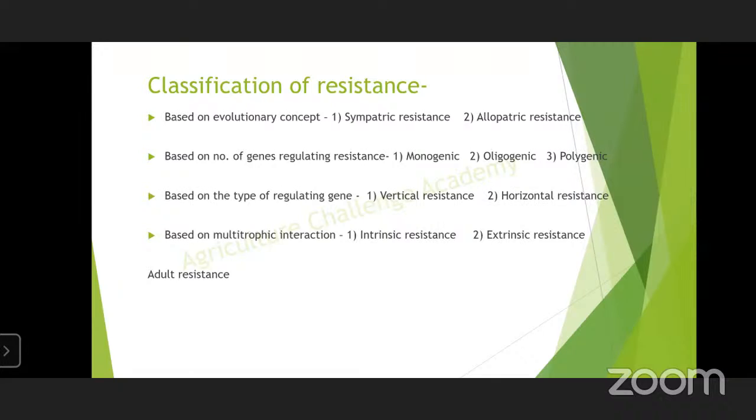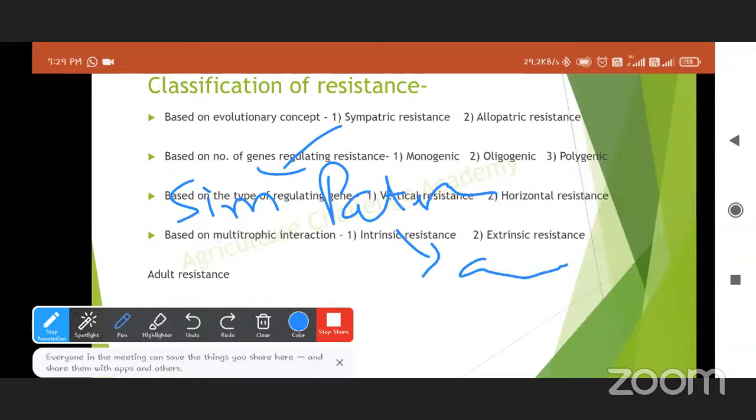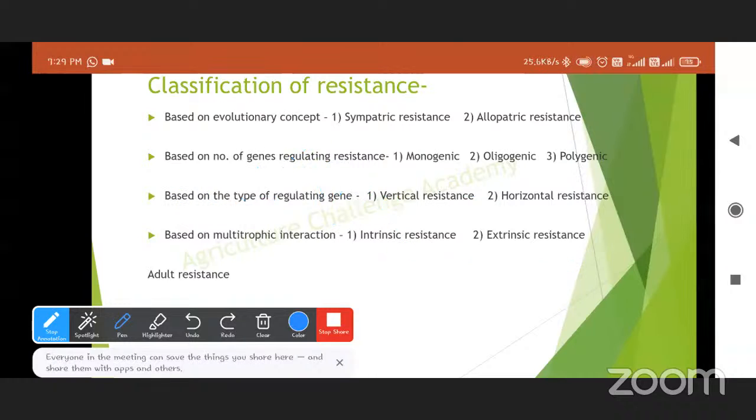Resistance is classified into two types. The first one is sympatric resistance and the other one is allopatric resistance. Okay, let's understand what these two terms mean. See, sympatric resistance. In sympatric, sym means similar. Patric means paternal or ancestry. Okay, sympatric: similar paternal or similar ancestral history.